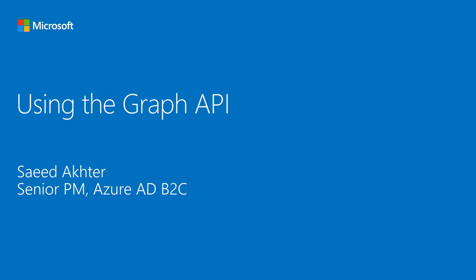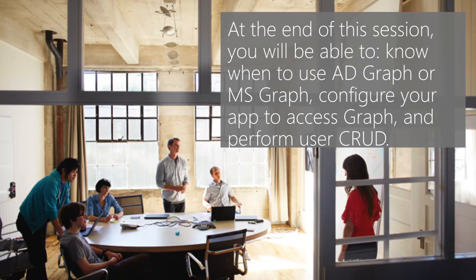So let me give you a quick preview of what this session will be about. This session will be about the Graph API, what you can do in the Graph API in terms of user management, and then what's coming in the future, a kind of a preview of our roadmap. At the end of the session, you'll know when to use AD Graph and MS Graph, and I'm going to explain those two in a second. And then how do you configure an app to access Graph? How do you perform user create, read, update, delete operations?